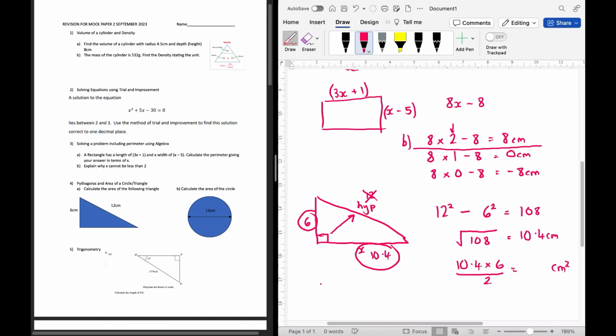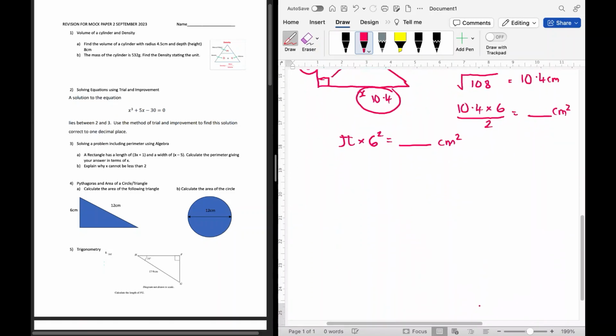The area of the circle is pi times the radius squared. Pi times the radius squared, and the radius of that circle is 6 because it has a diameter of 12. And again, I'm not going to work that out. You can do that.